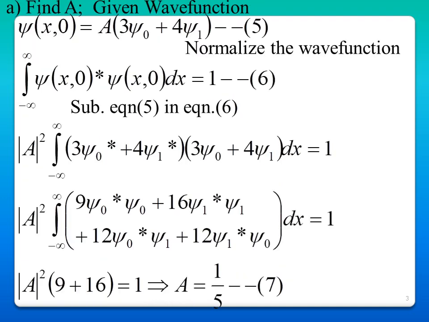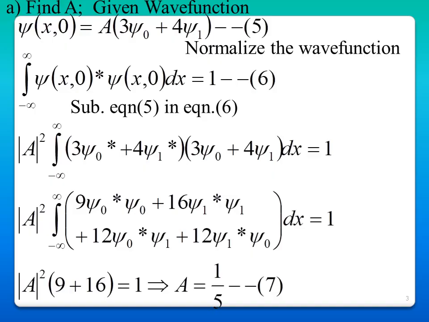So the given wave function is psi of x comma 0 is A into (3 psi naught plus 4 psi 1). Now you have to find the value of A, that is, you have to normalize the wave function. So the integral from minus infinity to plus infinity of psi of x comma 0 star and psi of x comma 0 dx equals 1. Now you substitute the value of psi of x comma 0 from equation 5. We get modulus of A squared times the integral from minus infinity to plus infinity of (3 psi naught star plus 4 psi 1 star) into (3 psi naught plus 4 psi 1) dx equal to 1.